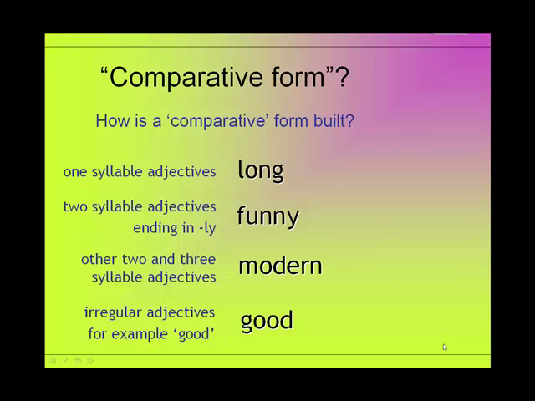How do we form the comparative of adjectives? What really matters when writing is to pay attention to the adjective, whether it's long or short, and its ending. If it's short, such as long, it's only one syllable, okay? To do the comparative, to add the idea of more, you add er: longer. Funny is a two-syllable adjective, but it ends in y, okay? So to do the comparative, you delete the y and you add ier: funnier, okay?